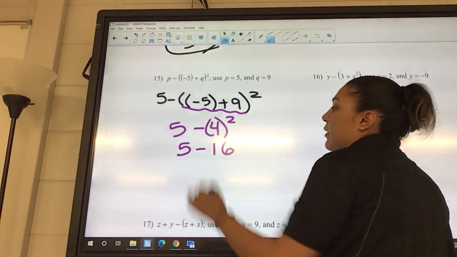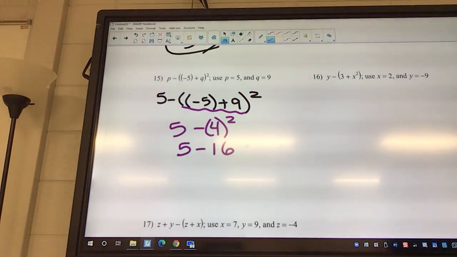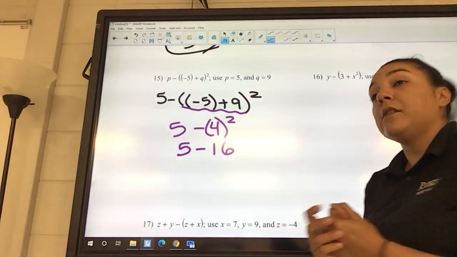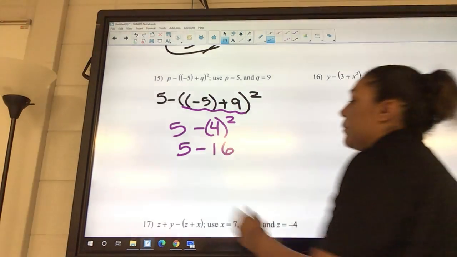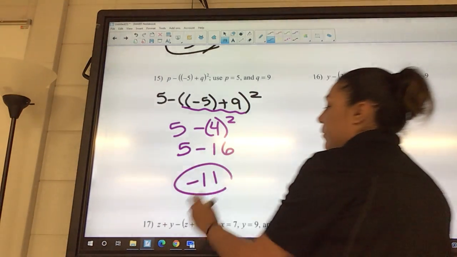You can put parentheses around this if you want to, but you don't have to. So what is 5 minus 16? Negative 11. And this is one where I would check it on the calculator because your negatives and positives game is not the best. But it is negative 11.